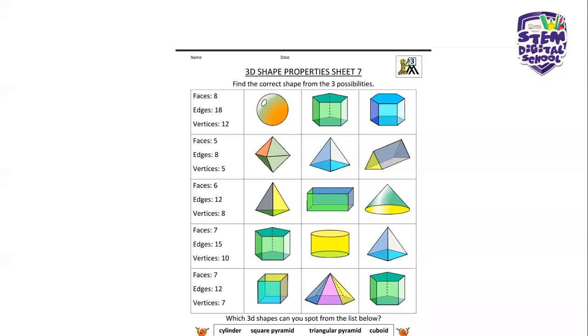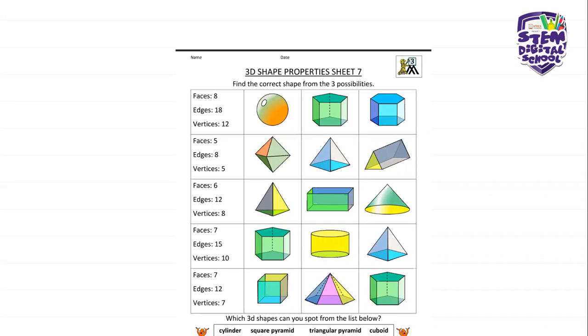Rectangular prism, yes. Cesar correctly stated it is the rectangular prism, the middle one. Great. The next one, 7 faces, 15 edges, and 10 vertices. This should also not be a problem, especially because we can tell without doubt that the pentagonal prism. Great. Musa has answered that. The pentagonal prism, that will be the correct answer.